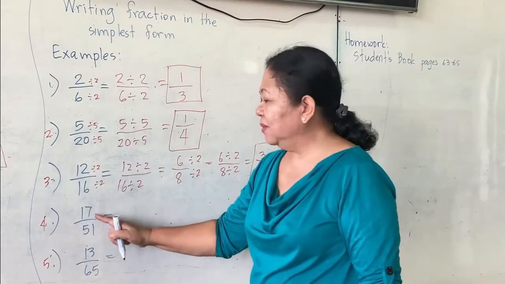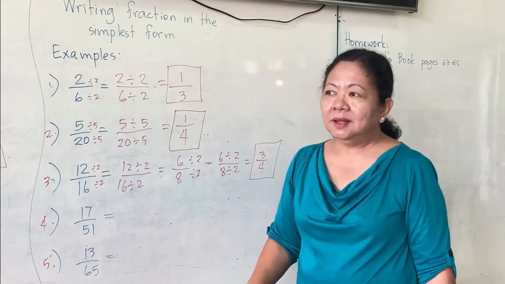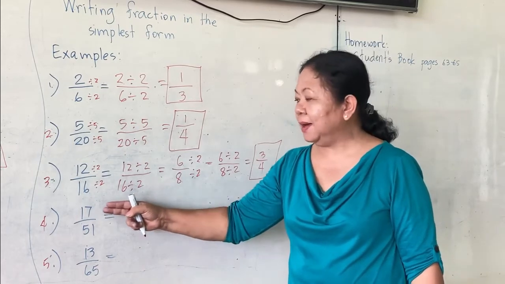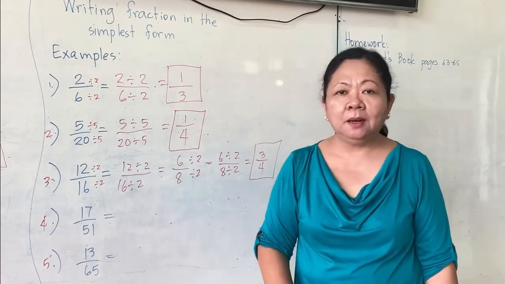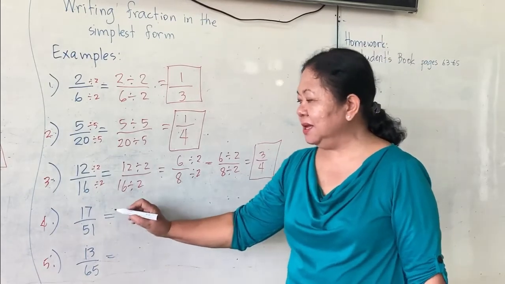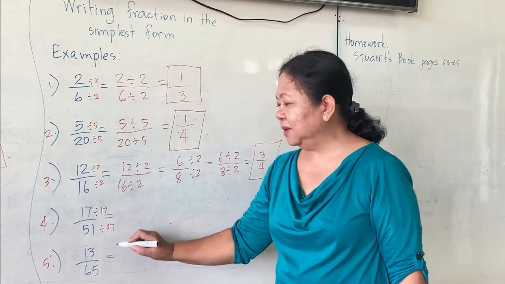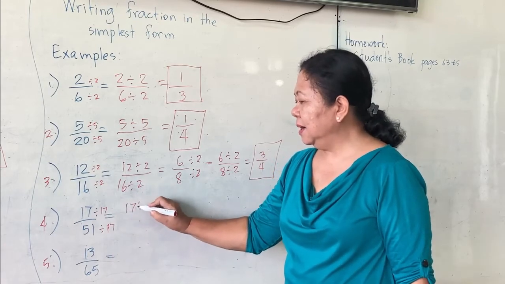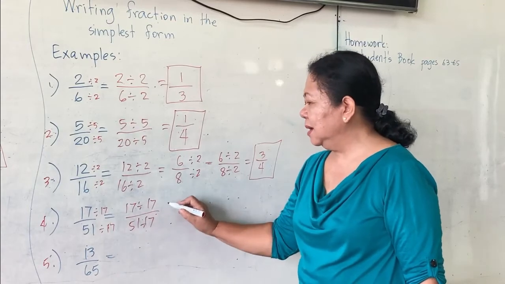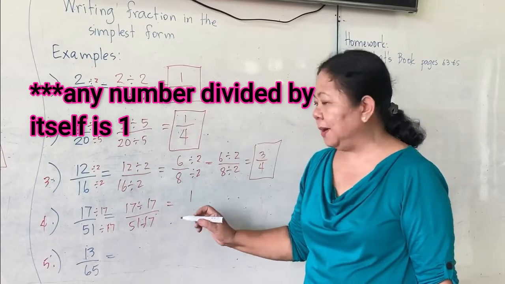Another one here, 17 over 51. Both of these are odd numbers. Now, what could be the number that we could divide 17 and 51 by and it won't have any remainder? So, let us try 17. 17 divided by 17 and 51 divided by 17. 17 divided by 17 is 1. Any number divided by itself is 1.